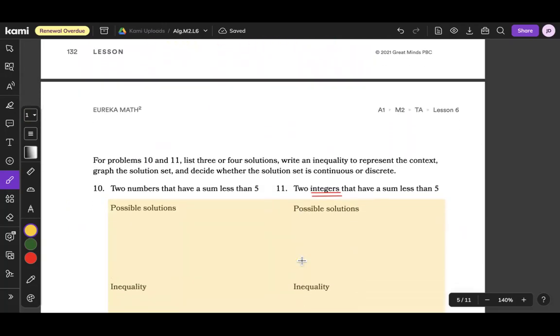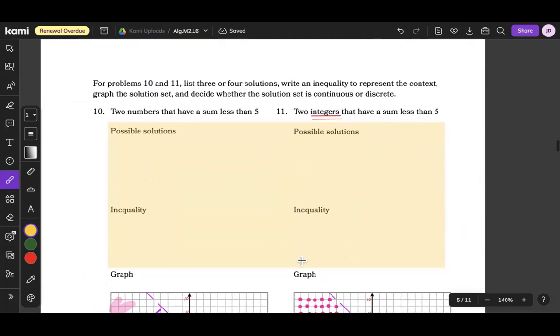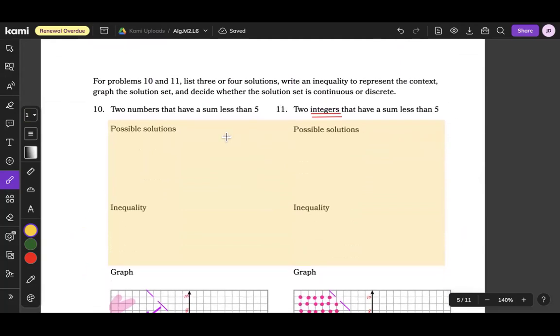All right, the last thing we're going to do together here, number 10 and 11. So we have a set of two numbers that have a sum less than 5. Remember, sum is addition. And for number 11, it's two integers that have a sum less than 11. Integers, of course, meaning numbers that are not decimals or fractions. So come up with on your own, find 4 solutions and write the inequality yourself. And once you have that, we will go on and talk about how you graph these.